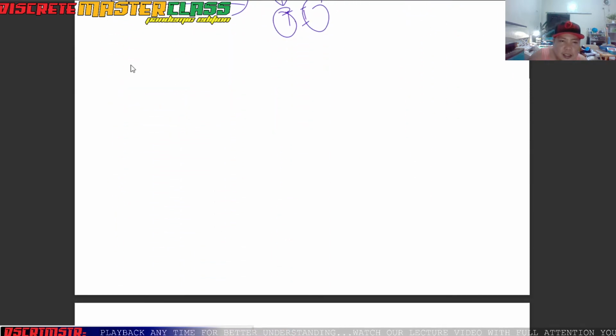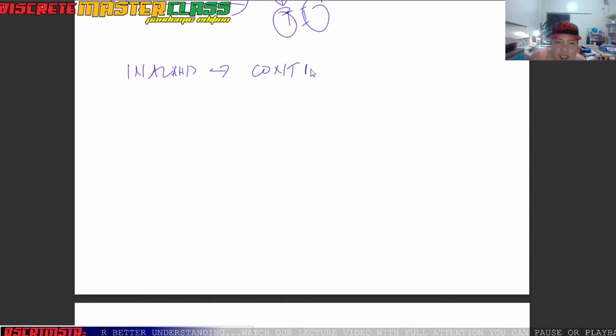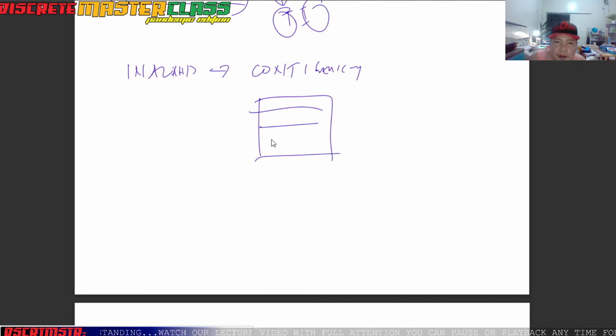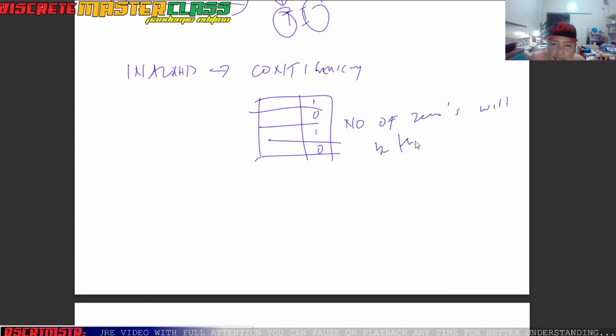Invalid means contingency. Okay? Contingency, kapag may truth table ka, may 1, may 0. Kaya ang contingency, may 1, may 0. Ngayon, the number of zeros will be the number of assignment na sinasabi ko.